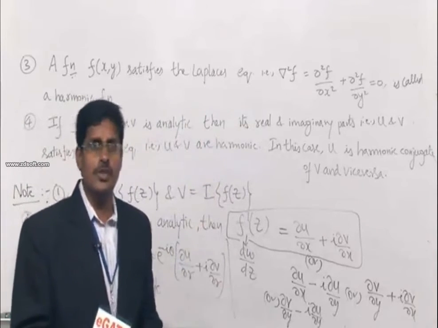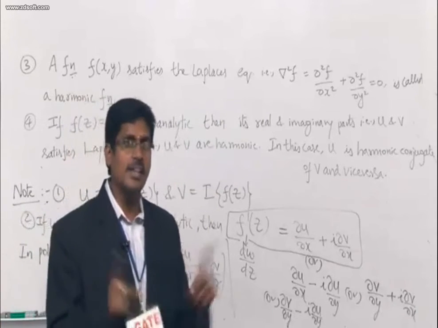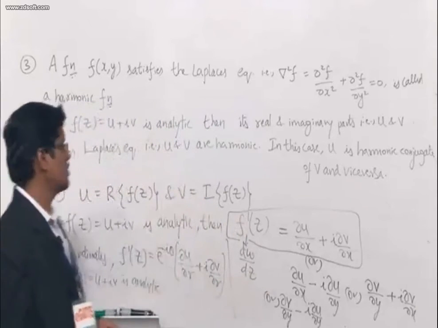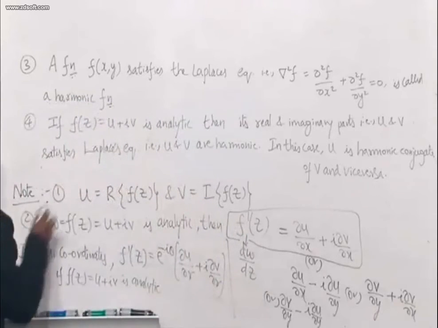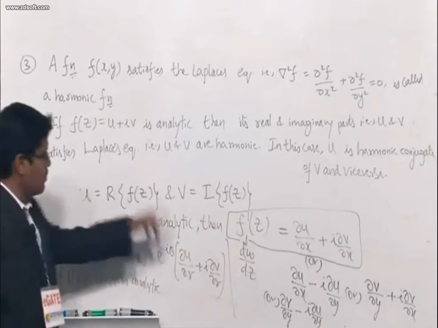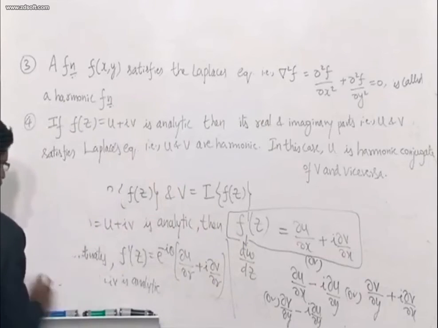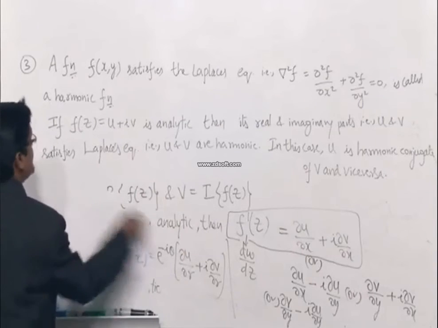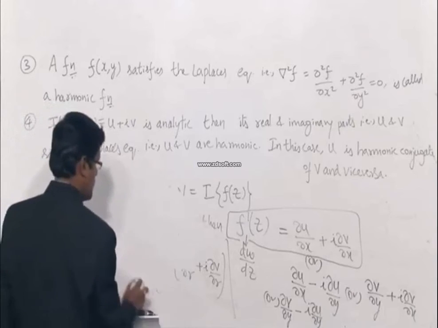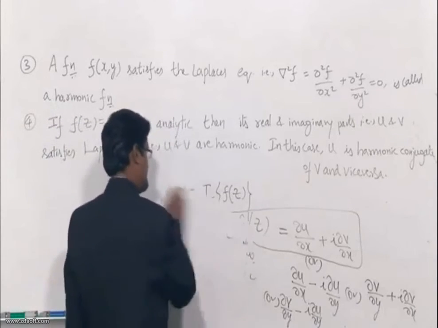Because the question asks, if u is given, how to find v? If v is given, how to find u? Provided f of z is equal to u plus iv is analytic. That is what we are going to discuss now. Remember the Cauchy-Riemann equations in both systems. Remember the formula for finding f dash z in both systems whenever f of z is analytic. And Laplace's equation, that is also for 1 mark or 2 marks questions.